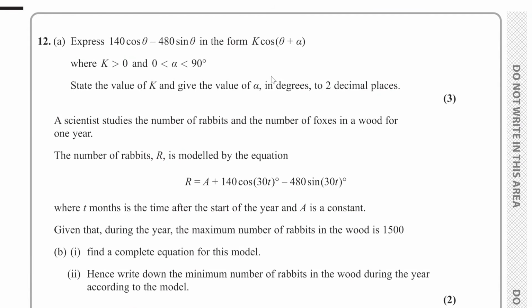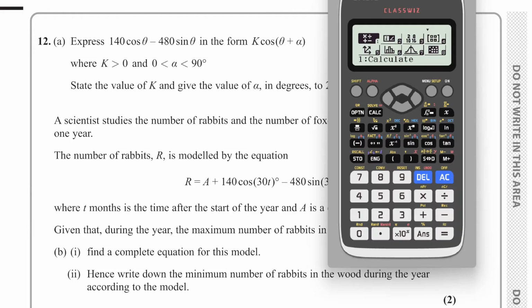Question 12. Express 140 cos theta minus 480 sine theta in the form k cos(theta plus alpha), where k is greater than 0 and alpha is between 0 and 90 degrees. Change the calculator to degrees.